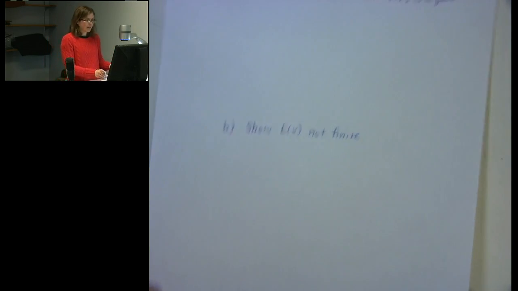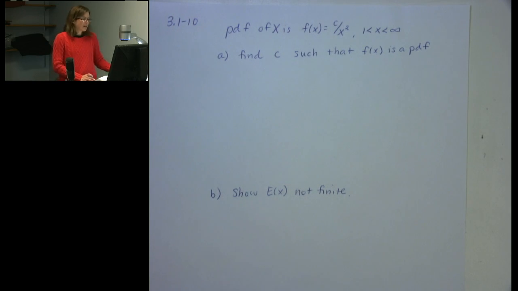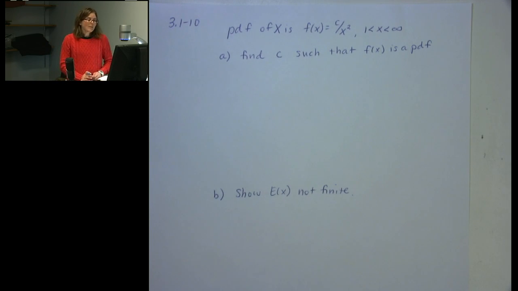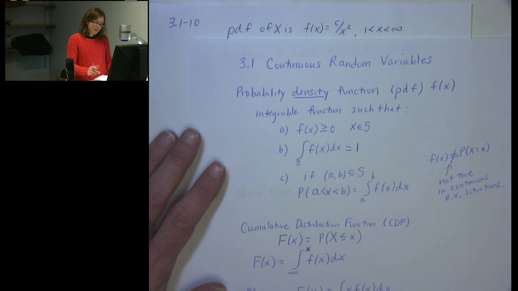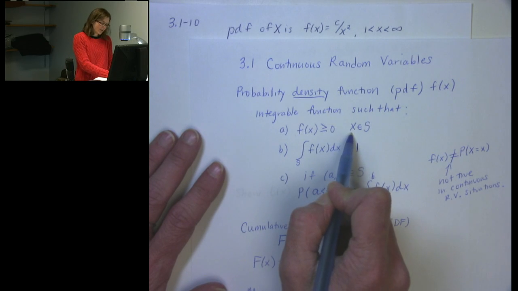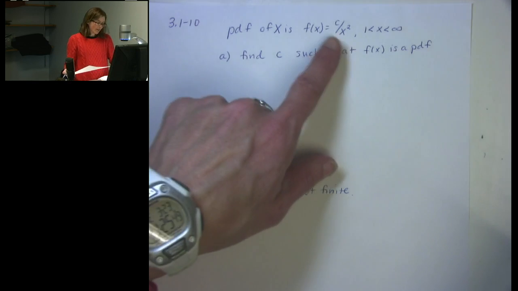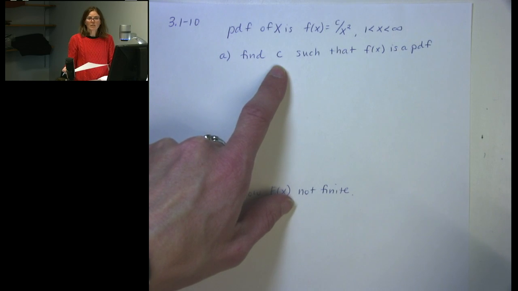Okay, and the last of the homework problems had a question about a probability density function of x given by f of x equal to c divided by x squared, where x goes from 1 to infinity. We want to find c such that f of x is a probability density function. The key here is to remember what the conditions are for the probability density function. We know f of x has to be greater than or equal to 0. So clearly, for that to be true, c is going to have to be positive, right?